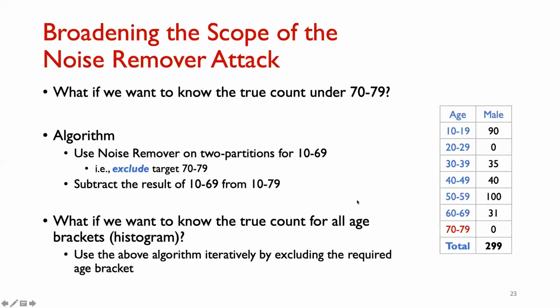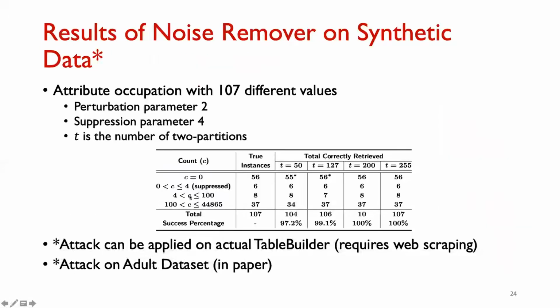Once we get that answer, we subtract that true total from the true total we obtain from the attack on the total attribute. In the same way, we can carry on this attack to find the true count under any attribute value, and hence find the histogram of that attribute.